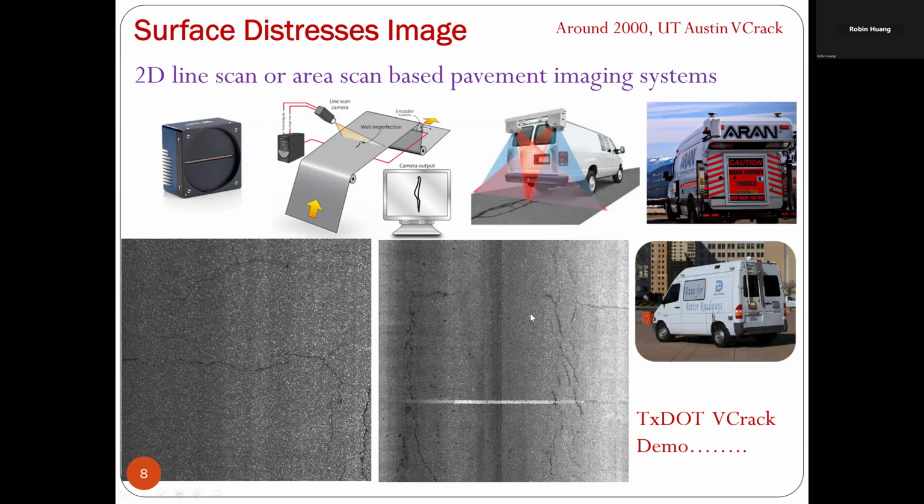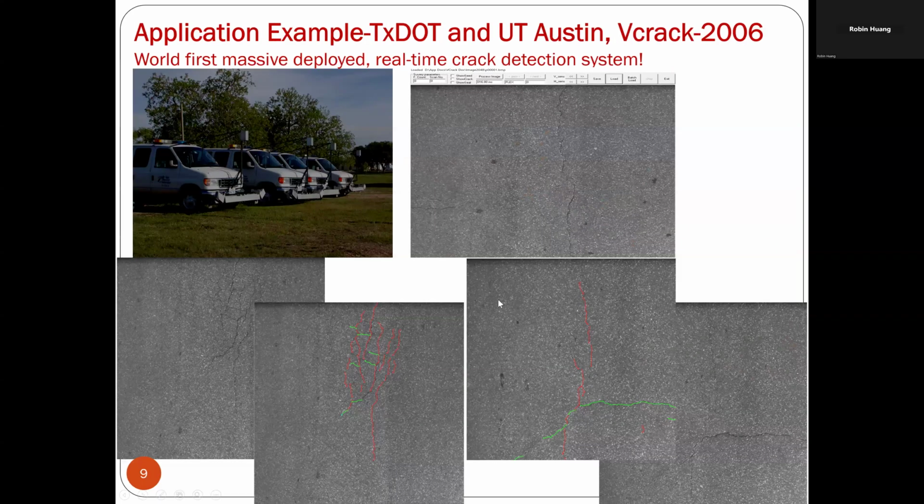They use the Dallas City. Here is some example. In 2004-2006, UT Austin and TechStart jointly developed the world's first massive real-time cracking detection system, using line scan technology. This system can scan the road at 70 miles an hour and give real-time processing of the cracking.